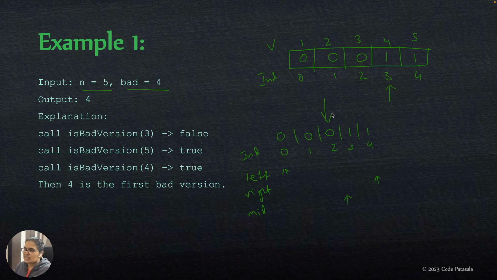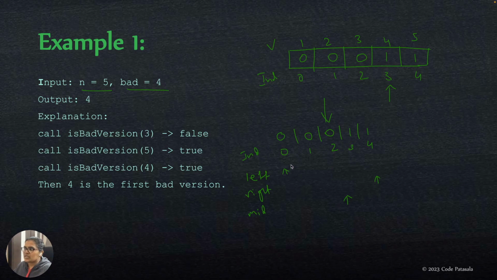Let's check if it is a bad version or not. If it is a bad version, that means if the value is 1, it can be one of our probable answers, because there can be a 1 before it. If it is 0, that means the left of it is all 0, so we can eliminate the left side of the midpoint. That is the case here. Currently our mid is 0, so left of it everything is 0.